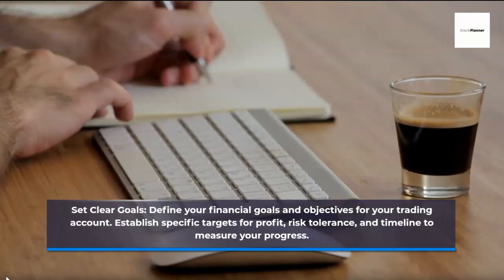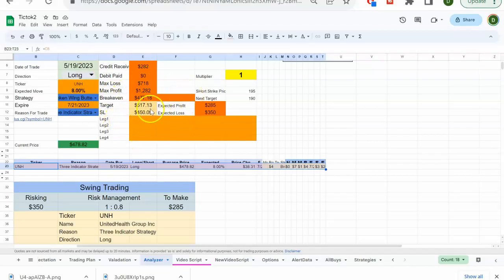Kind of rinky-dink. I have a little analyzer spreadsheet in Google. It's free. The date of the trade, the direction I'm taking, the ticker, United Health, my expected move, what option strategy I'll use, and reason for taking the trade. And this is what's important: when the trade is going to end. And then I try to calculate how much I'm going to get for the trade, the max profit, my targets, and stop losses, and what I will achieve, what I can reasonably expect to achieve once those targets are hit.